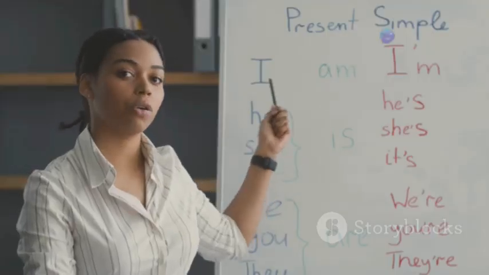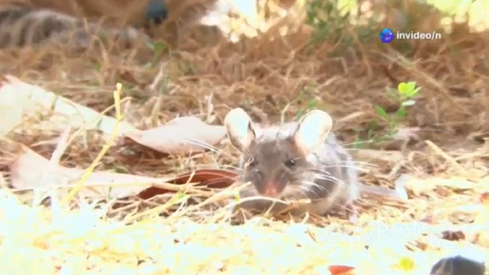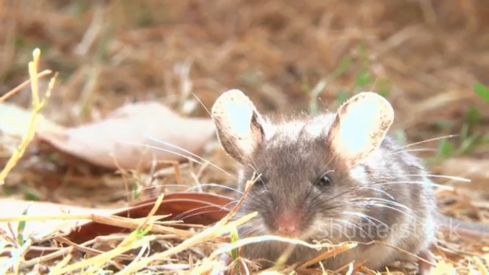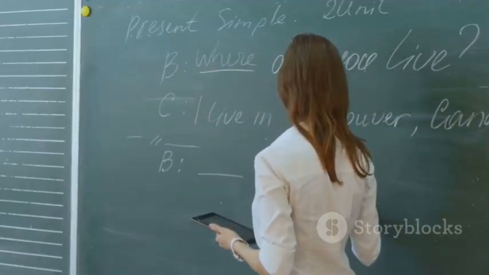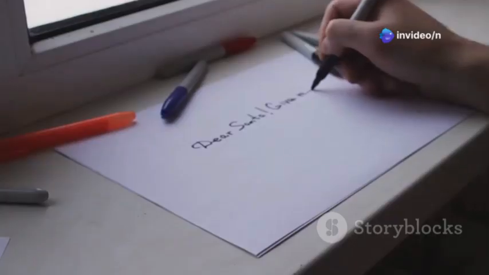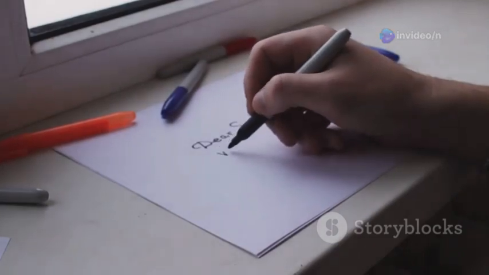Rule 1. The object of the active sentence becomes the subject of the passive sentence. For example, "The cat chased the mouse," active, becomes "The mouse was chased by the cat," passive. Rule 2. The active verb transforms into a passive form using a form of be plus the past participle of the main verb. For instance, "He writes a letter," active, becomes "A letter is written by him," passive.